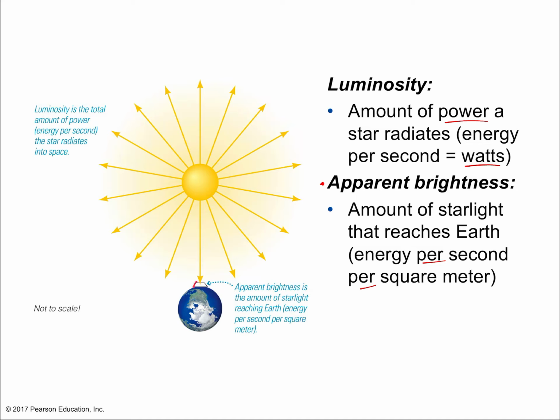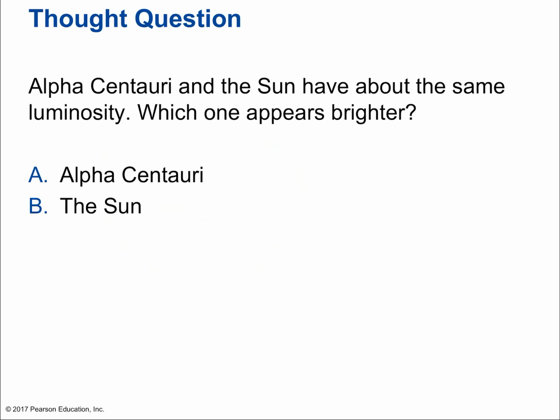So you can think of Earth as being some cross-sectional area, and the total luminosity is getting spread out over a three-dimensional sphere of energy going out in all directions. And only a really small little piece of that is the area that actually hits Earth. Okay? So obviously apparent brightness is going to be drastically smaller in terms of its actual numerical value than luminosity. Okay? So Alpha Centauri and the sun have about the same luminosity, so the same wattage. Which one appears brighter? Yeah, I bet you know the answer to this one. The sun, of course, because it's so much closer that its apparent brightness is much, much greater.